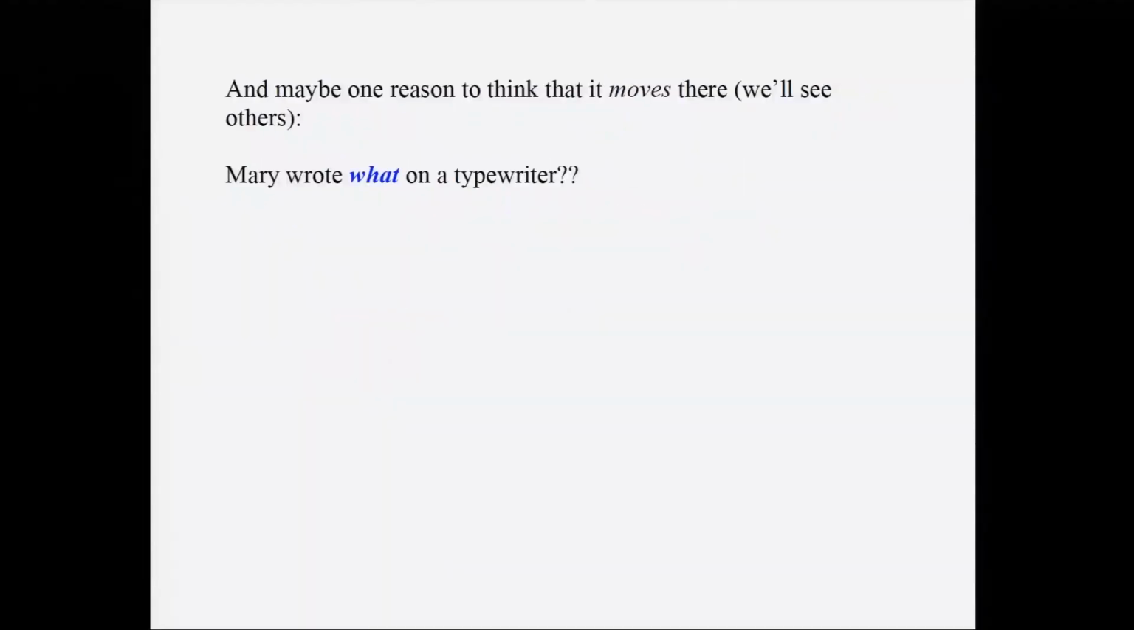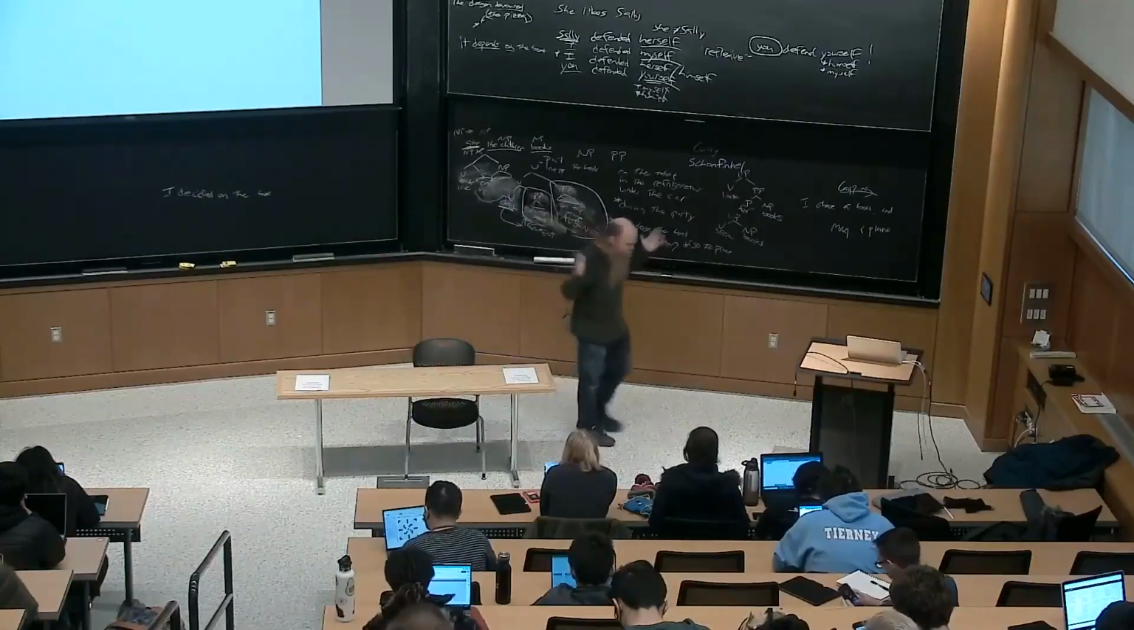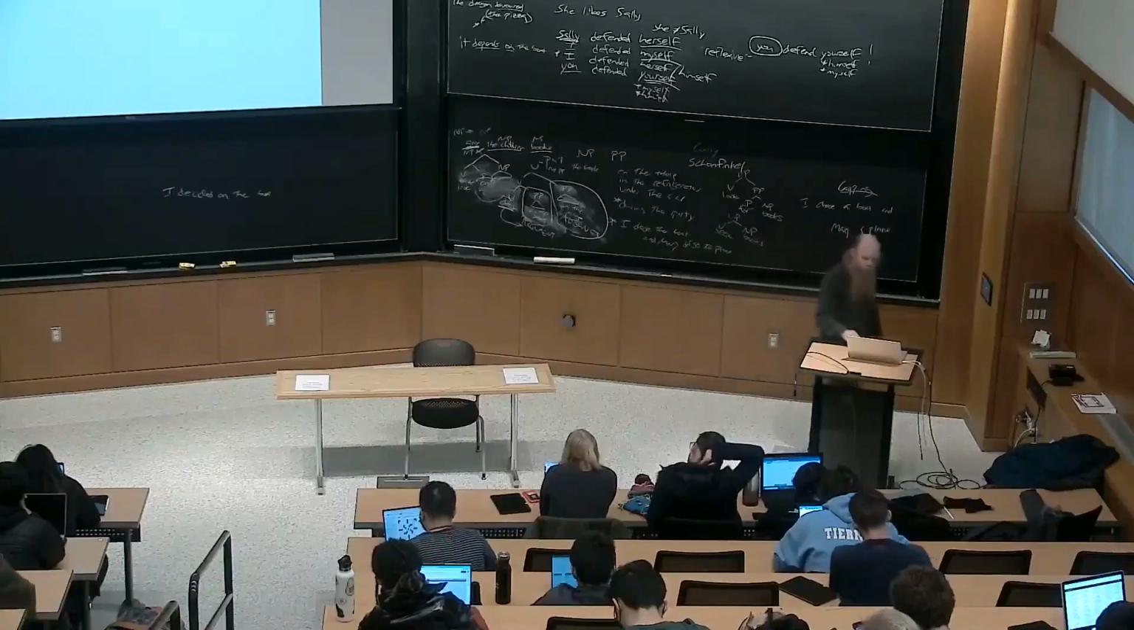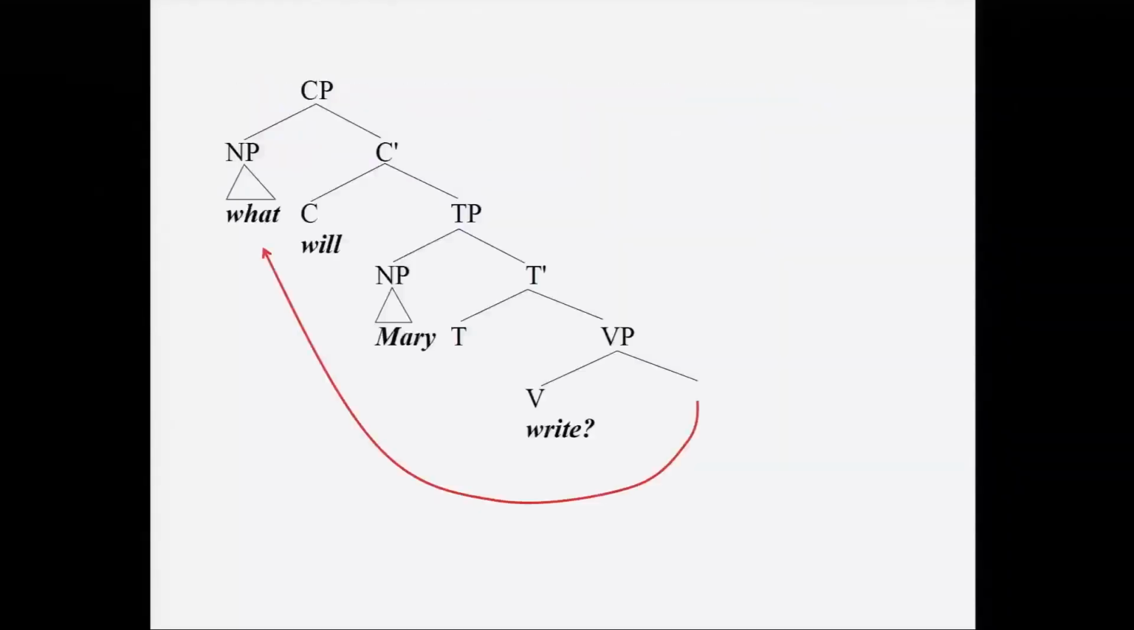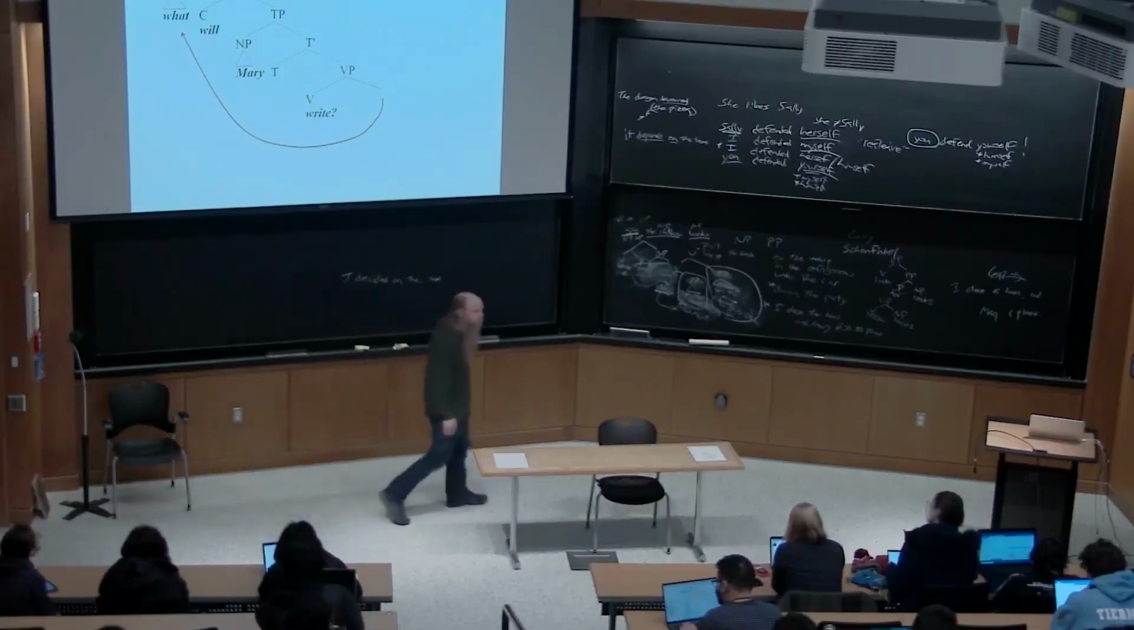Okay. And then, as I said, I promised you there will be various reasons to think that what starts off as the sister of write and moves into CP, but one of them is the one I just went through. Under certain communicative circumstances, I can say Mary wrote what on a typewriter, like if I couldn't quite hear you or if I don't believe what you just said. So here's a tree that we're going to draw for what will Mary write. It's going to have what starting off as the sister of write where the projection principle wants it to be. Write selects for a direct object and it gets one. That's the sister of write. And then it moves to the edge of the CP. And so that's the kind of tree that we're going to draw.